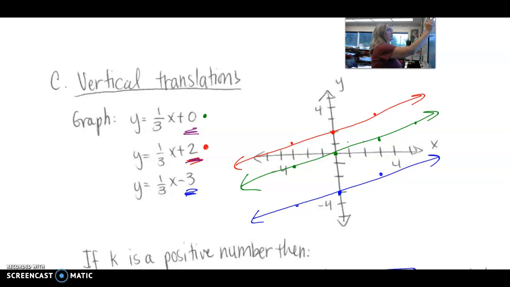So this green graph right here goes with 1/3 x plus 0, so it went through the origin. But then when I add 2 instead of 0, it's the red graph, it shifted up 2 units so that the y-intercept was up here at 2. And then the last one here, when we subtract 3, it shifts down 3 units.